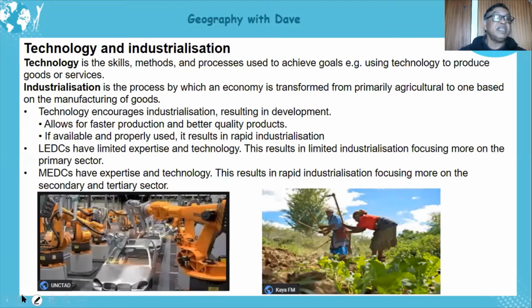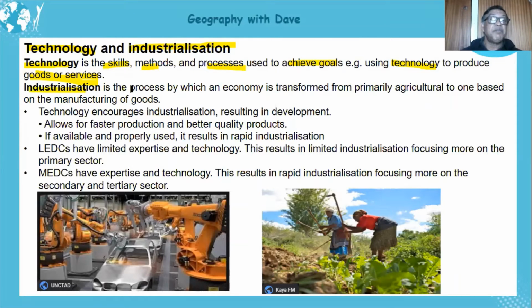So we've done that. Let's go on. Let's look at the next factor, technology and industrialization. Let's look at what it is first and then look at how it affects development. Technology is the skills, methods, and processes used to achieve goals. Example, we use technology to produce goods and services. And the more efficient the technology, the better the quality of goods, the faster the production. So that is technology.